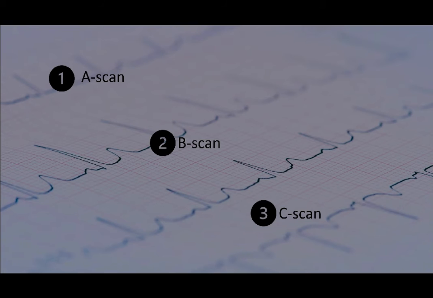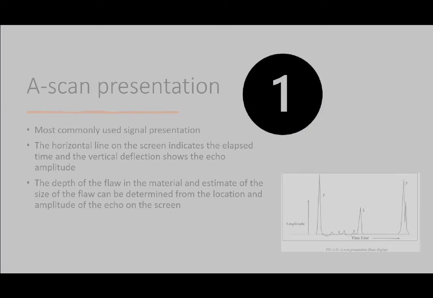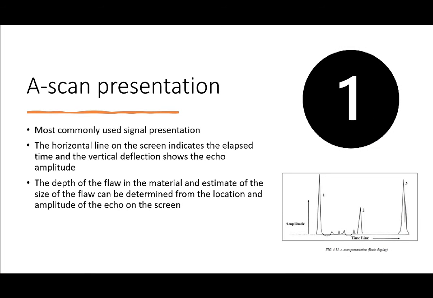My second point for this video is the 3 types of signal presentation. The first one is the A-scan. It is the most commonly used signal presentation. The horizontal line indicates the elapsed time and the vertical deflection shows the echo amplitude.